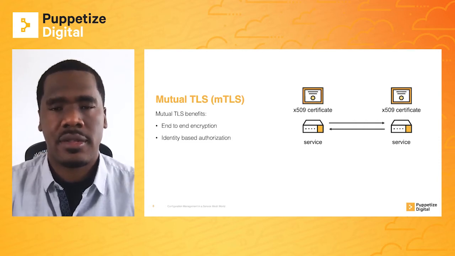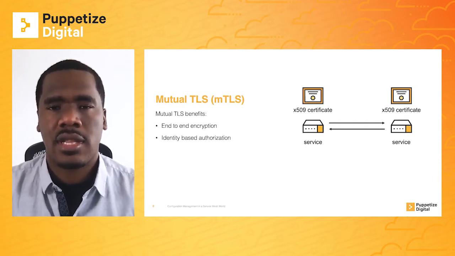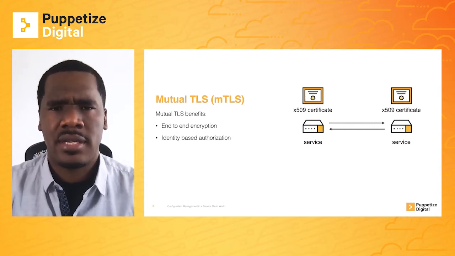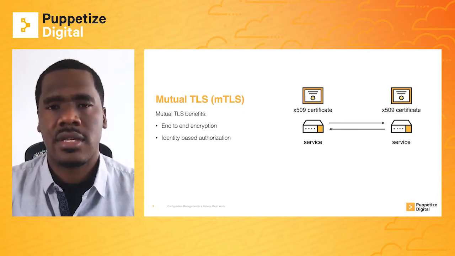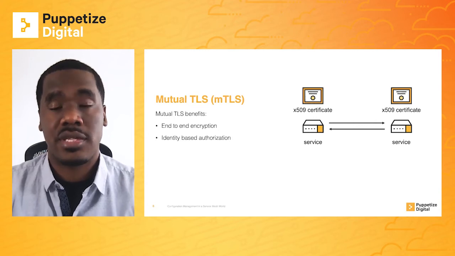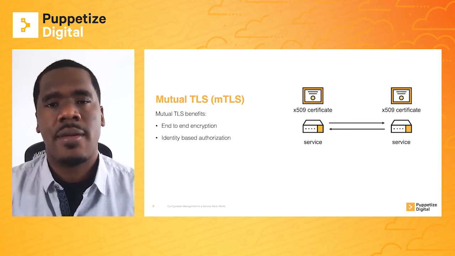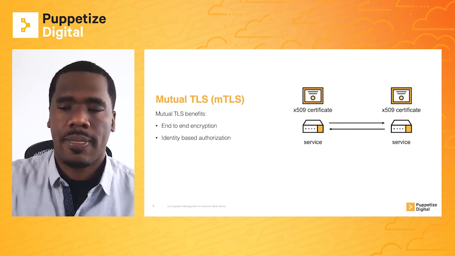And so the other advantage it provides is identity-based authorization. And so this is particularly interesting as we can leverage the mutual TLS. What underpins it is X509 certificates. And so what we can do is leverage those X509 certificates to handle authorization between services and be able to allow or deny traffic based upon identity.